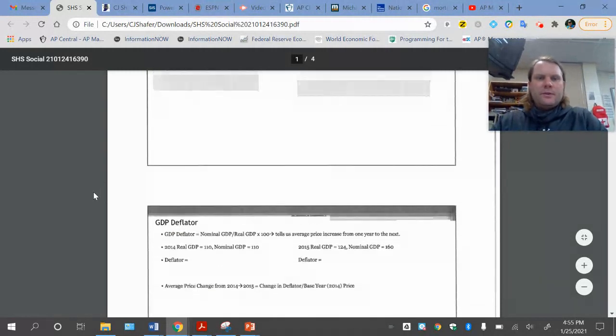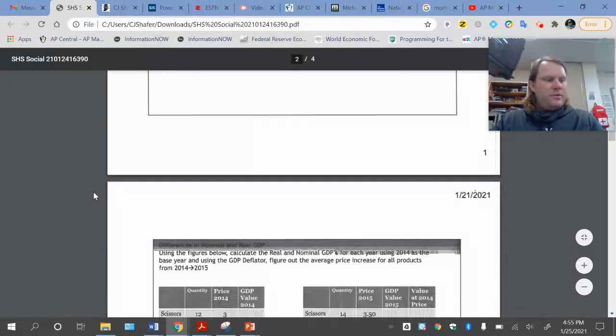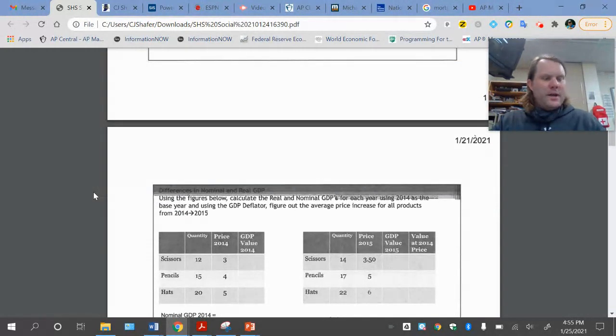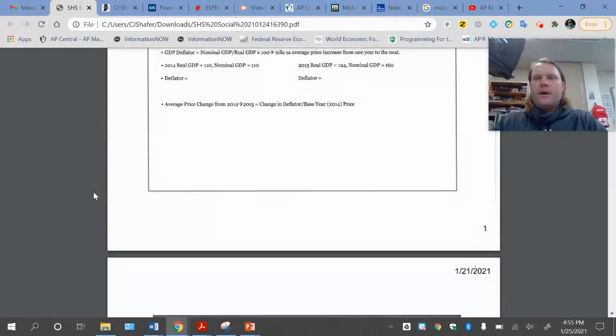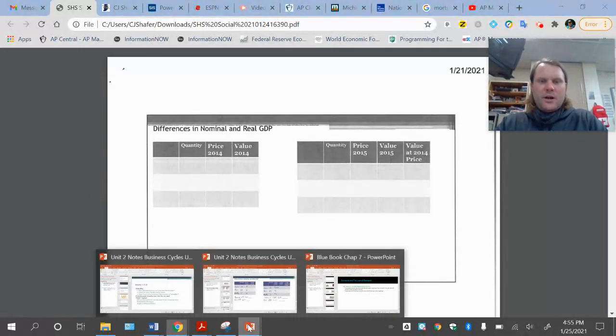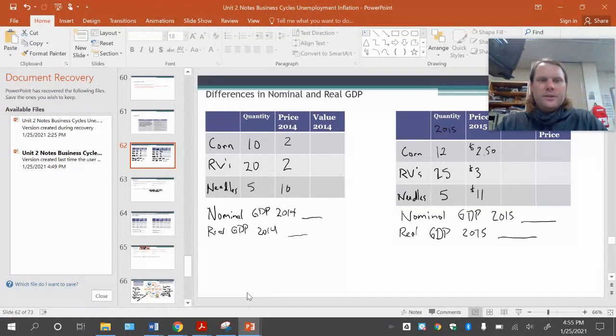Basically, we're going to fill in some charts, and you'll fill these in along with where we are headed. Okay, so we're talking about what is referred to as the GDP deflator today, and the best way to describe it is just to get right into it and explain what it's trying to show.